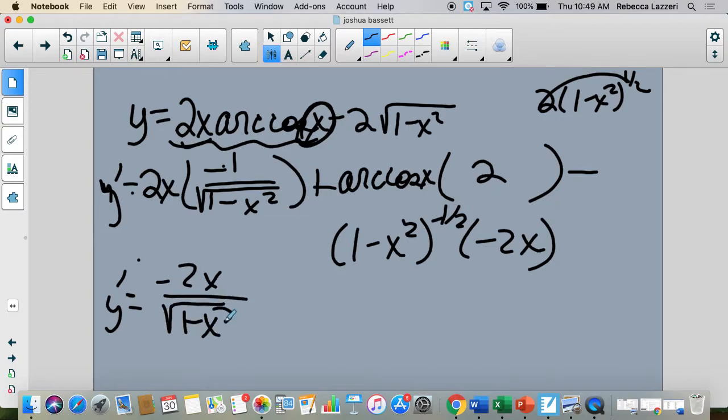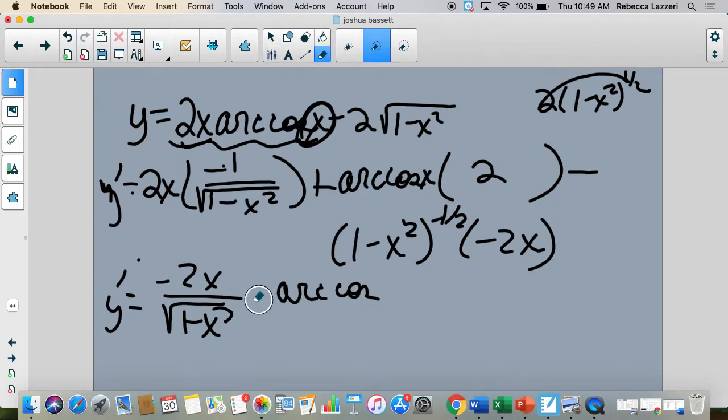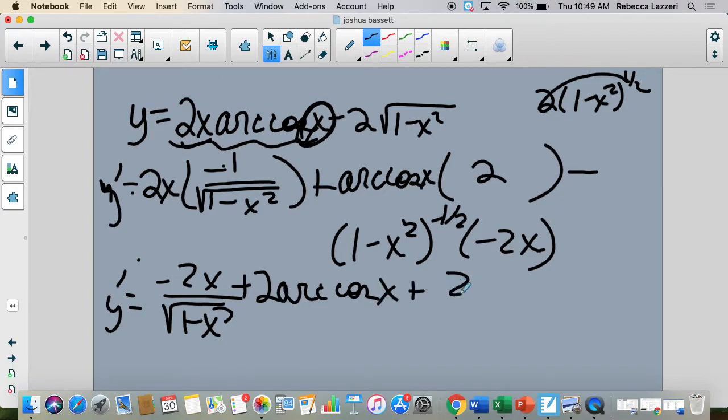Is that arc cosine 2? No, 2 arc cosine x. That's 2 arc cosine x. Oh, okay. I didn't see my x. I was wondering what in the world I wrote there. So it says 2 arc cosine x, and then this is minus a negative, or plus 2x over the square root of 1 minus x squared.